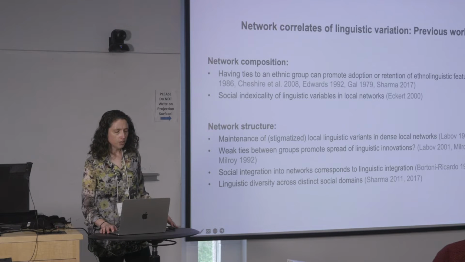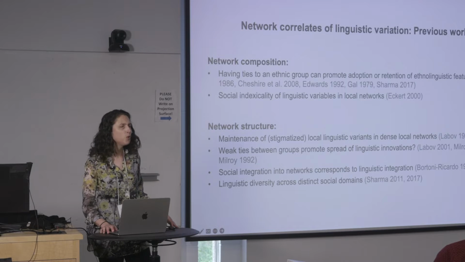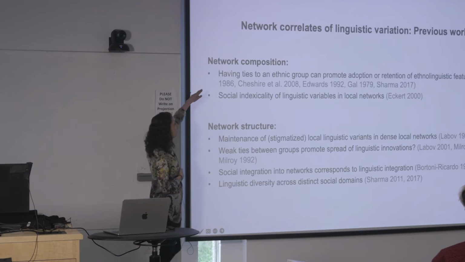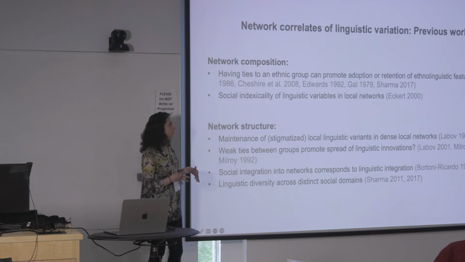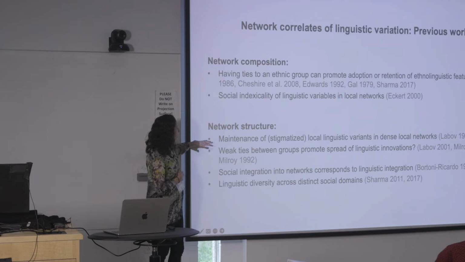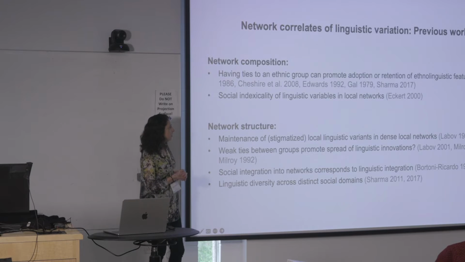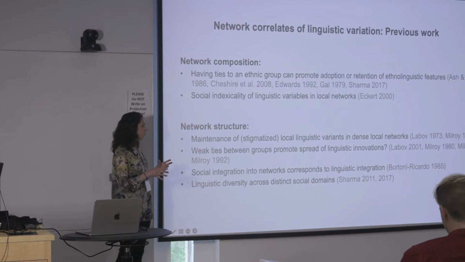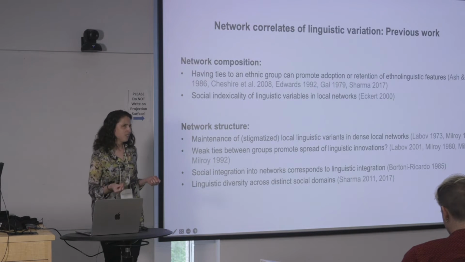So here are just a few things that people have said before or concluded or hypothesized about the network correlates of linguistic variation. The big one is actually this one. Having ties to members of another ethnic group or your own ethnic group can promote adoption or retention of ethno-linguistic features. And this one down here, the maintenance of usually stigmatized local linguistic features can occur in dense local networks. And we kind of have this idea that weak ties between groups promote the spread of linguistic innovations. That's never been well tested.